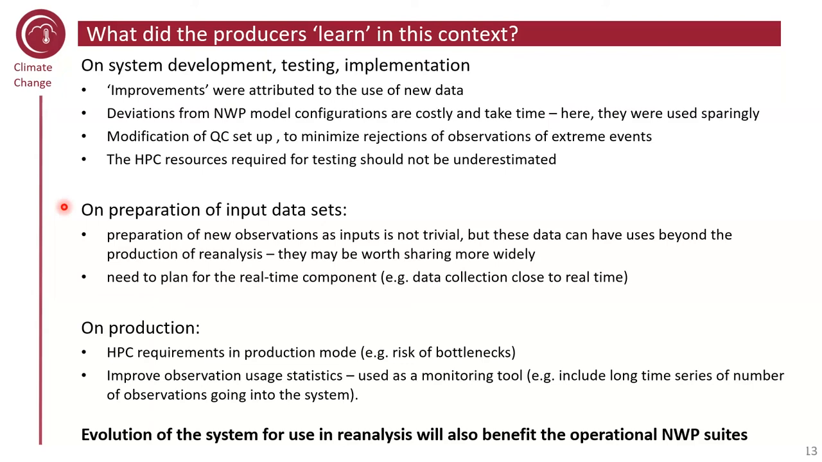They were thinking they needed to make modifications on the quality control setup because at the very high resolution, the possibility of rejecting genuine observations of extreme events increases. And of course, they found that the HPC resources required were slightly underestimated to start with.